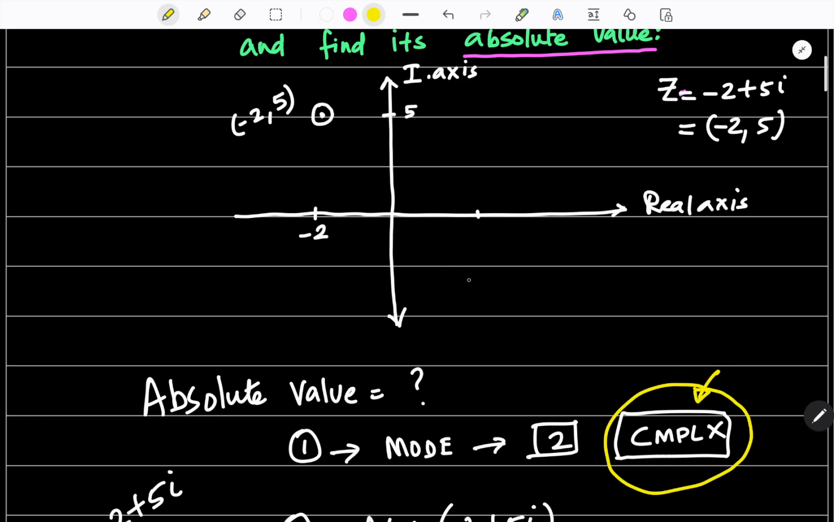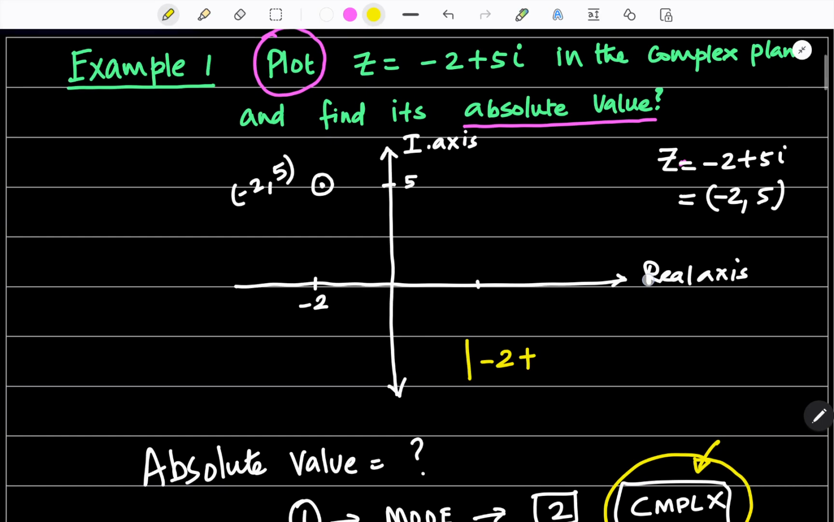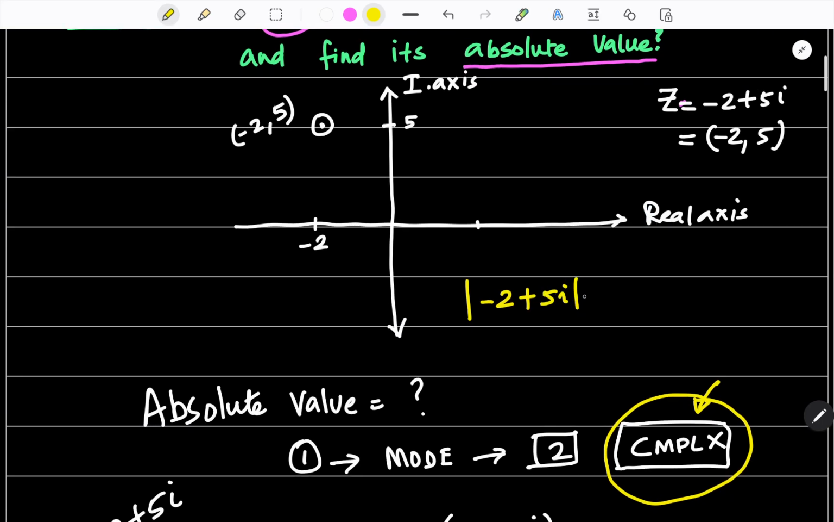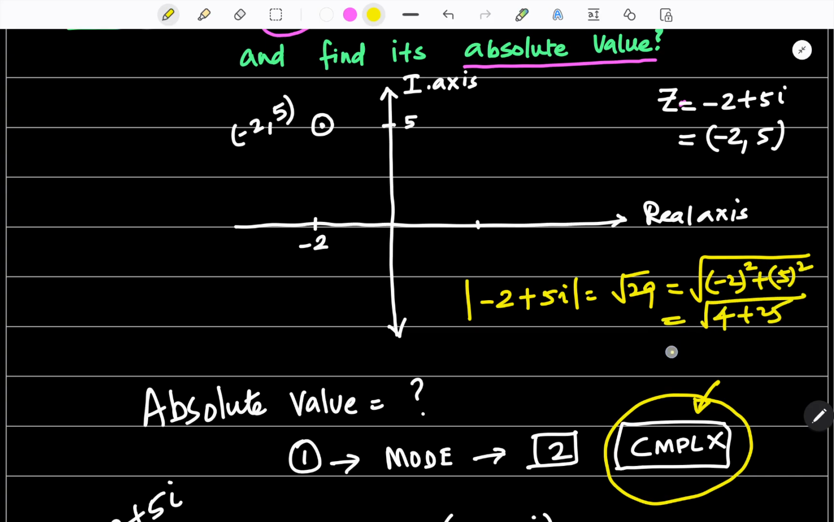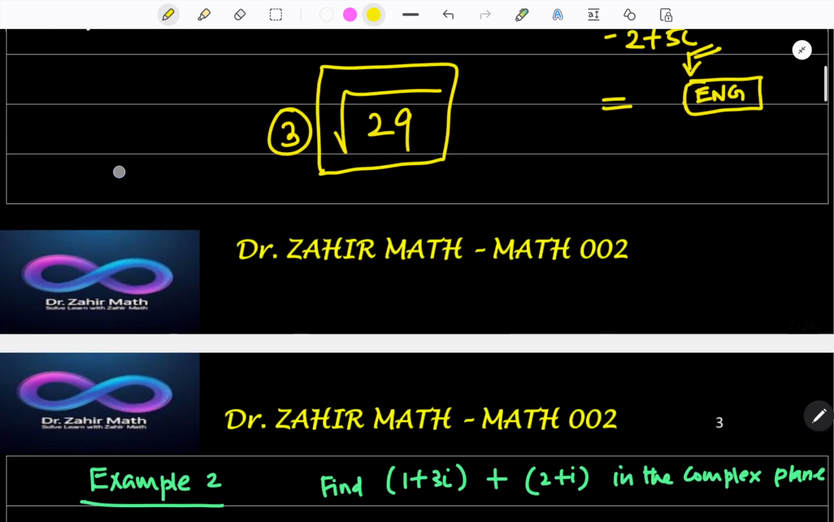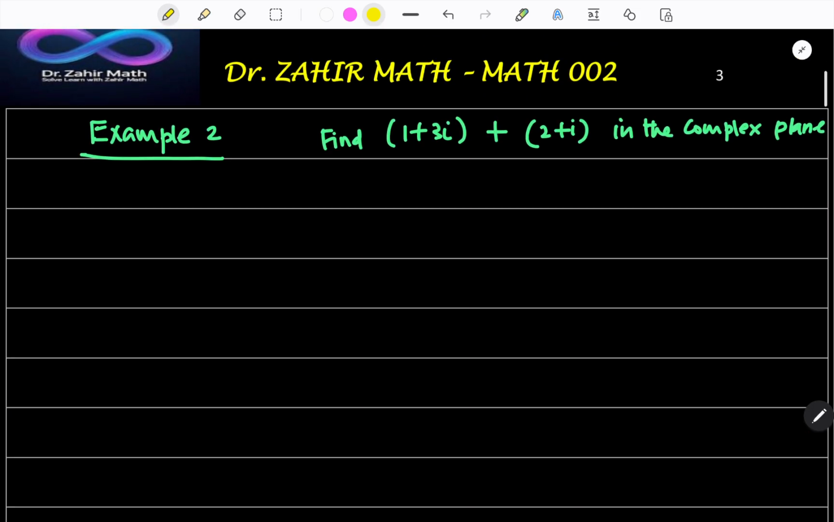So the absolute value of minus 2 plus 5i is equal to square root of 29. If you want to use the formula, you can use minus 2 squared plus 5 squared, which is equal to 4 plus 25, which is equal to 29. So without the formula, you can write directly from the calculator. Okay. Let's go to the next one. This also you can use the calculator.